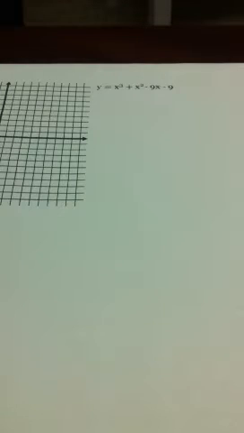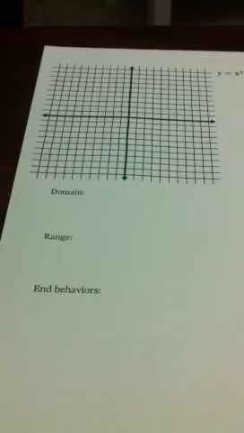Today we're going to look at graphing polynomial functions. So we're going to look at the graph of y equals x cubed plus x squared minus 9x minus 9. And we're going to do this all without a graphing calculator, so we're just going to get a general shape. We're going to find some key features, x-intercepts, y-intercept, and then we're going to look at the domain, range, and end behavior of this polynomial function.